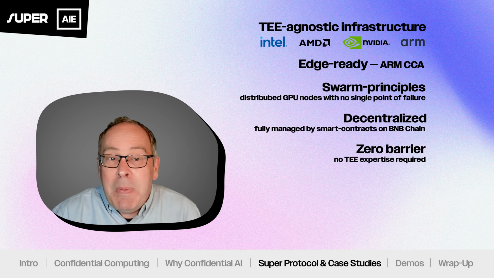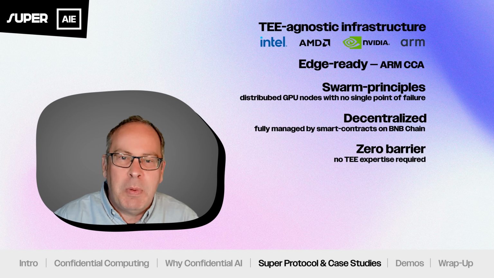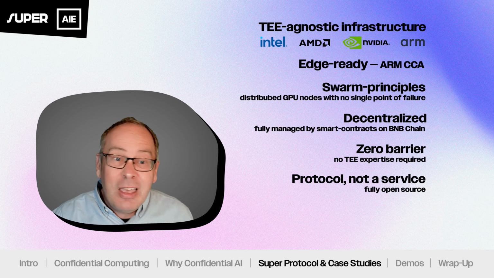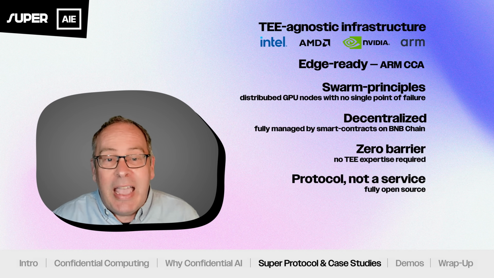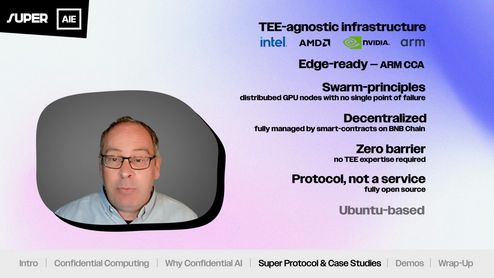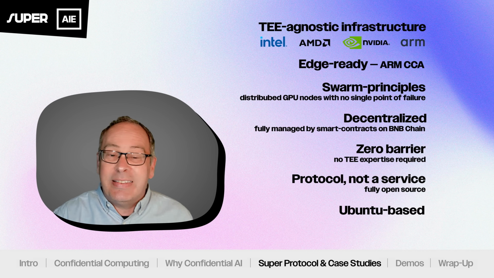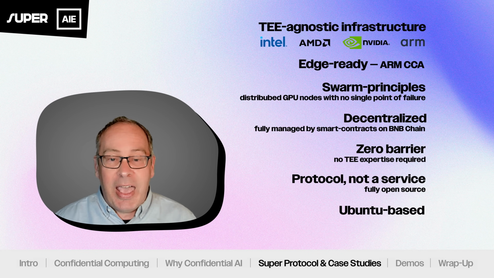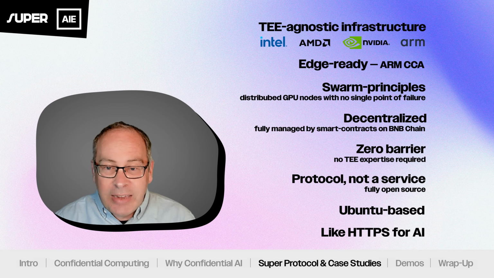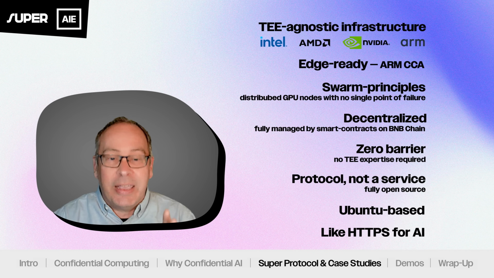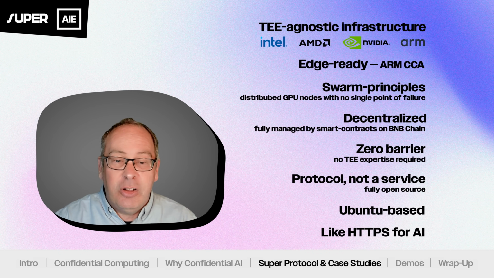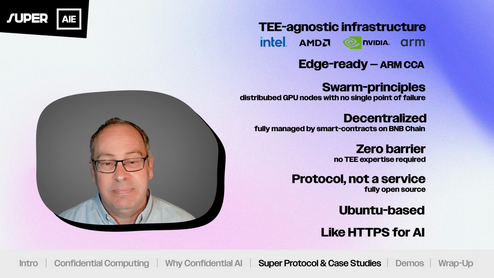And maybe best of all, parts of Super Protocol will be open source because it's a protocol, not a service. Think about the HTTPS protocol. It keeps your data safe when you send that data online. And Super Protocol does the same, but for AI. It protects your data while AI is working on it. It sets a new standard for keeping data safe during AI computing.